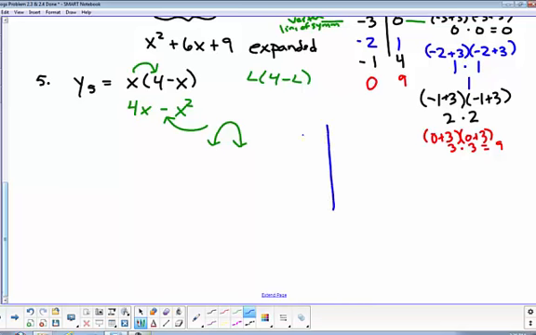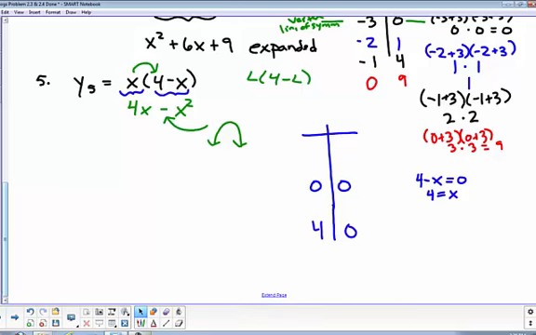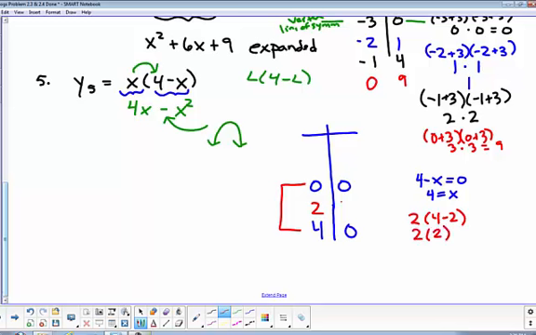So if we look back at our factored form, our two zeros, there's an x alone, so that means that 0 gives us 0. And then 4 minus x. If I add x to both sides, I get 4 equals 0. So 4 gives me 0 as well. Since I have symmetry, my line of symmetry is the number directly in the middle. If I plug that in, 2 times 4 minus 2 is 2 times 2, which is 4.